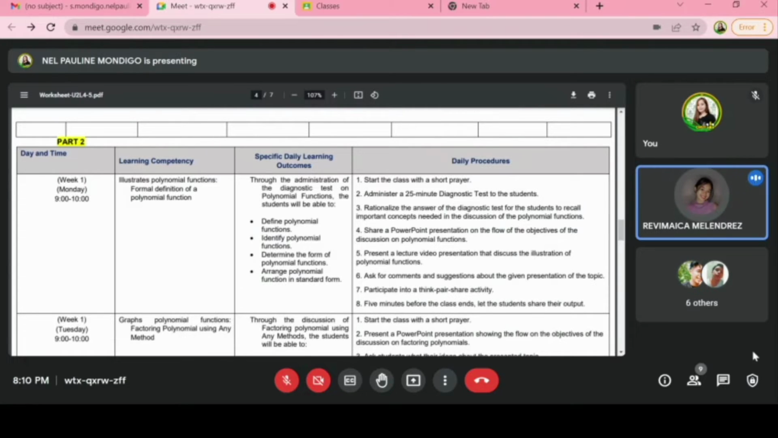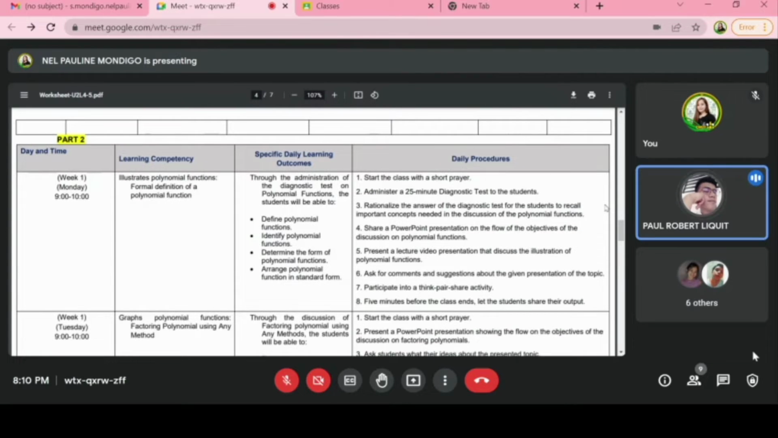Next, ask for comments and suggestions about the given presentation of the topic. Next is divide the class into a think, pair, share activity. And the last one is, 5 minutes before the class ends, let the students share their output.